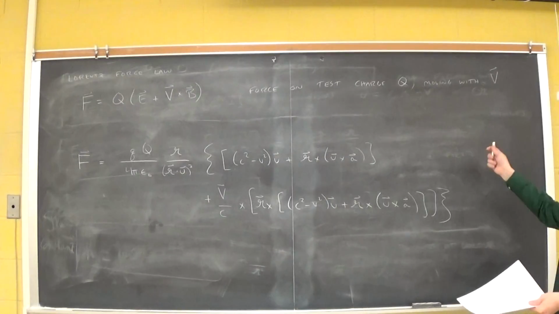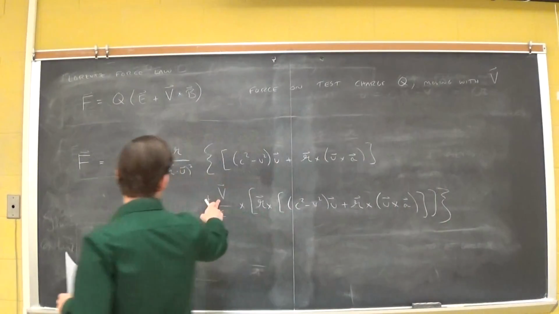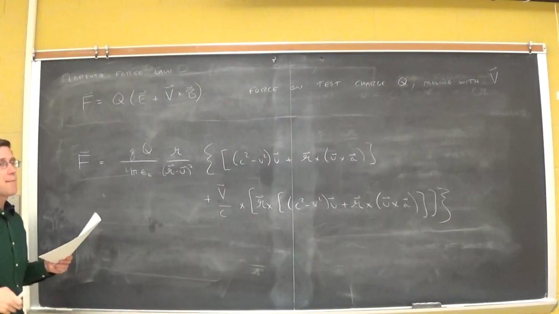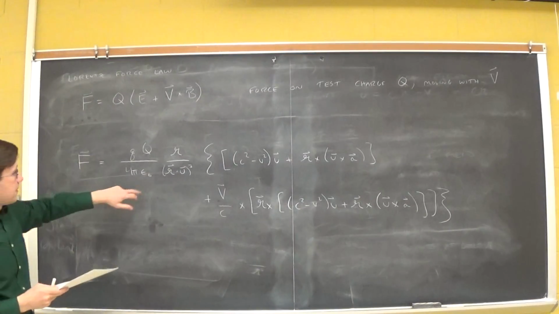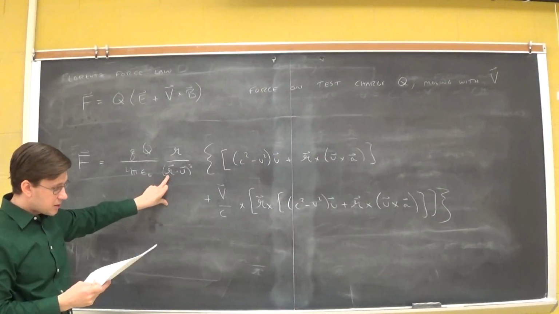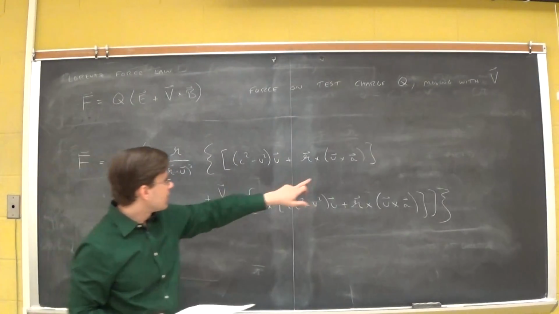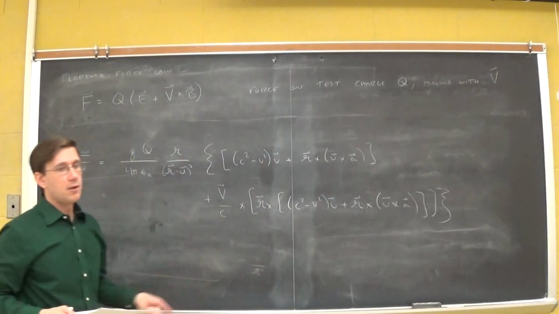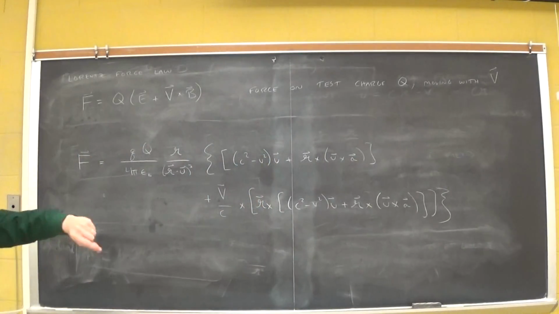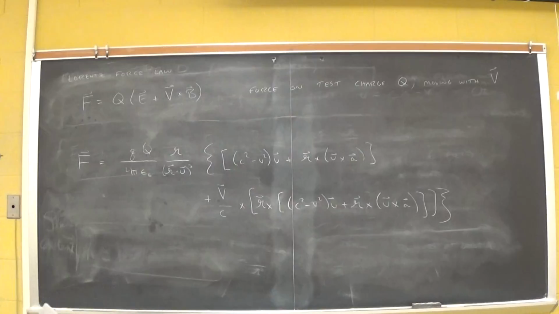And just as I've said before, this velocity capital V and this charge capital Q are from the test charge. And then the curly r vector, the little u, the little velocity v, and the acceleration are all due to this moving charge that's creating the electric and magnetic fields in the first place.